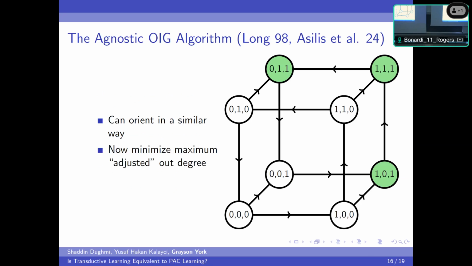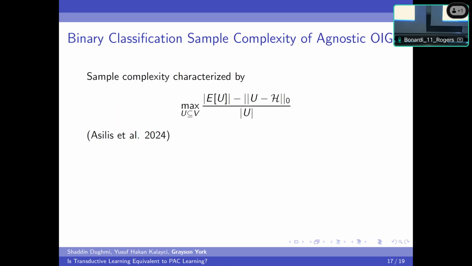But now it's going to be some sort of an adjusted out degree, where the adjusted term is going to be some sort of a distance term to the hypothesis class. So now the sample complexity of this algorithm, Asilis et al. showed in 2024, is going to be characterized by some sort of an adjusted edge density, where the adjustment is based on the distance from the subgraph that we're looking at to the hypothesis class. Okay, so this is the characterization of the sample complexity in this case.